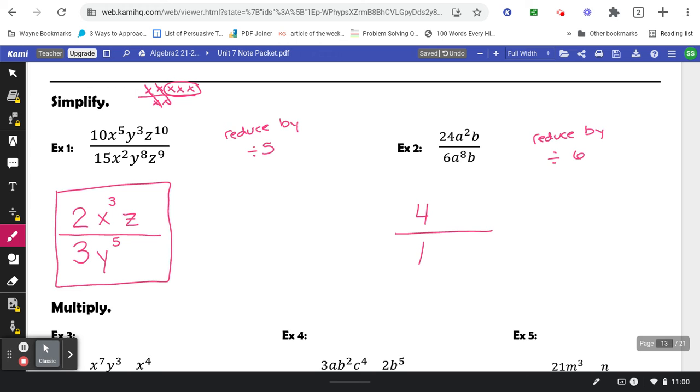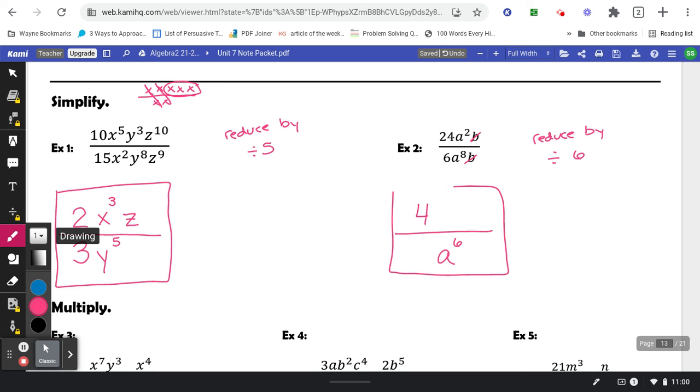A's, where are there more A's? There are more A's at the bottom. 8 compared to 2. How many more? 6 more. 8 minus 2 is 6. And then the B's. I have exactly the same amount. B at the top, B at the bottom. Those can cancel out. Also, you could get rid of that 1 in front and just write your answer like that. 4 over a to the 6th. Or if you'd rather have the 1, you could leave it as well.